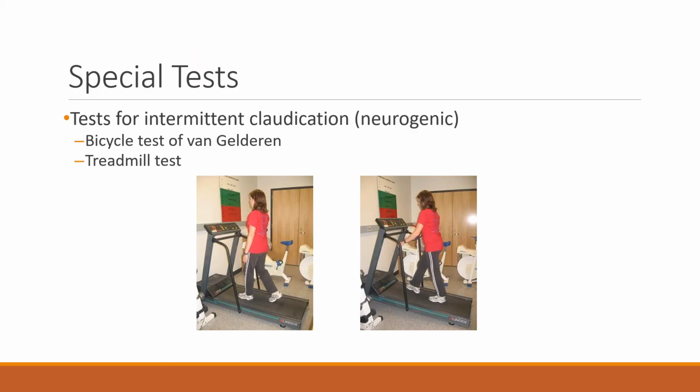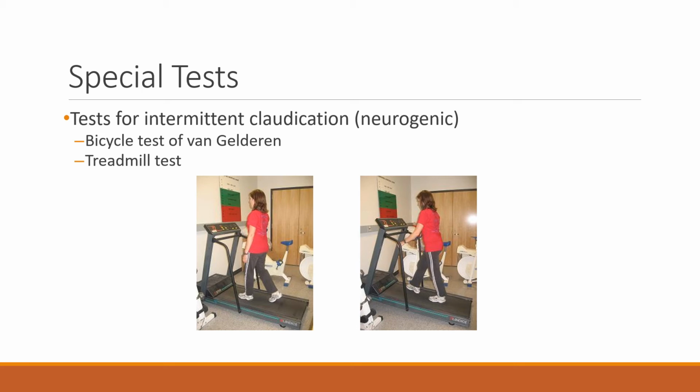Two other special tests that I want you to be aware of are the bicycle test of Van Gelderen and the treadmill test. Again, these are tests that are used to determine if an individual has neurogenic claudication. And so the bicycle test of Van Gelderen, we'll show you a video on that in a second. If an individual has central canal stenosis, we look at different postures on the bike and determine how that changes their symptoms. So for example, we will start an individual on the stationary bike with an erect posture, maintained lumbar lordosis, so the spine is in some extension.